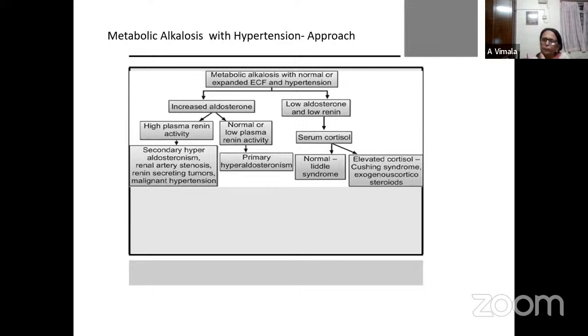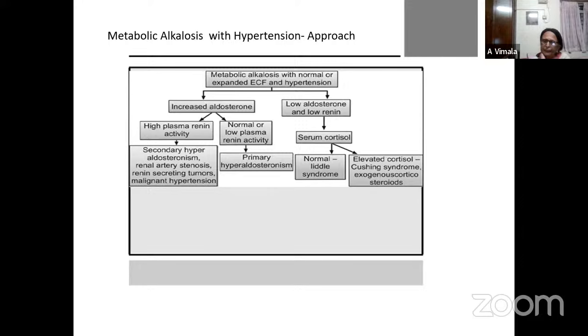When there is increased plasma renin, that means there is ischemia to the kidney. So the most important cause when there is hypertension could be a unilateral renal artery stenosis, a bilateral renal artery stenosis, renin secreting tumors, or a malignant hypertension. Secondary hyperaldosteronism due to liver disease, etc., seldom produces hypertension because there is a low effective intravascular volume. Because there is ascites, pleural effusion, etc., due to hypoalbuminemia, blood pressure does not increase.